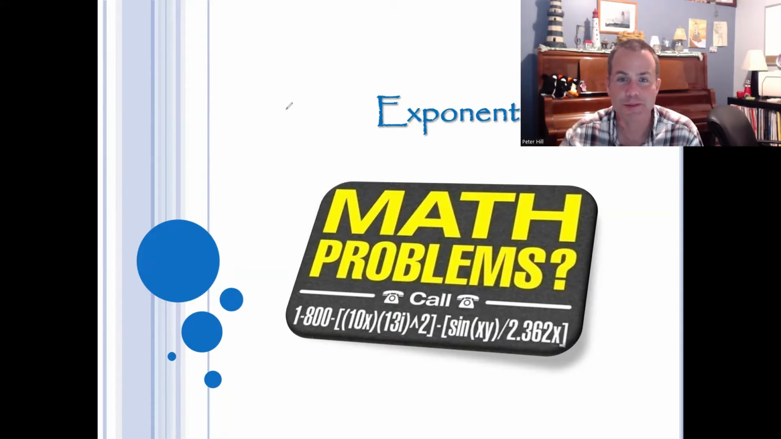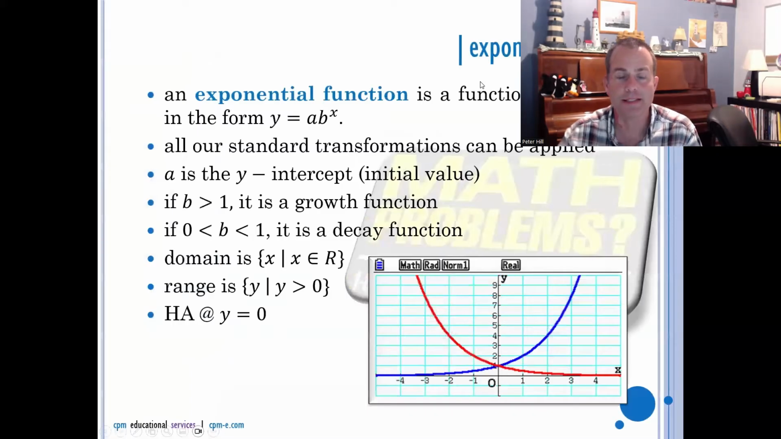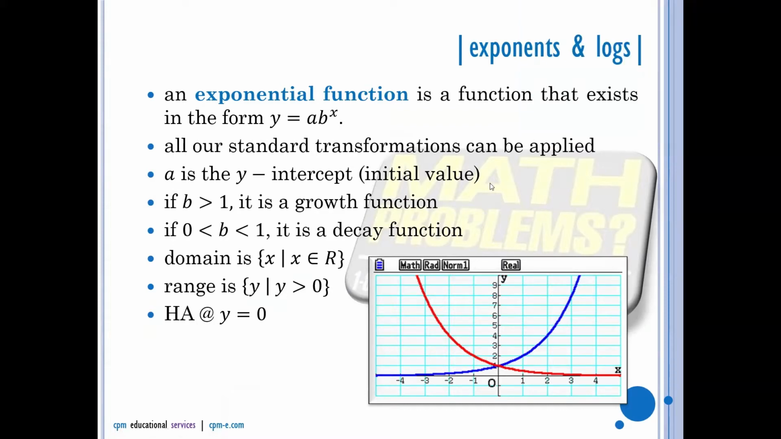So let's get going on talking about some exponents and logs. Okay, so just some basic stuff first as way of review. An exponential function is a function that exists in the form y equals a times b to the x.